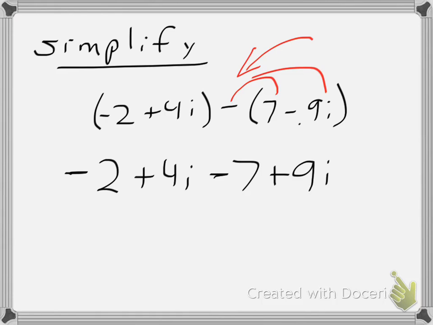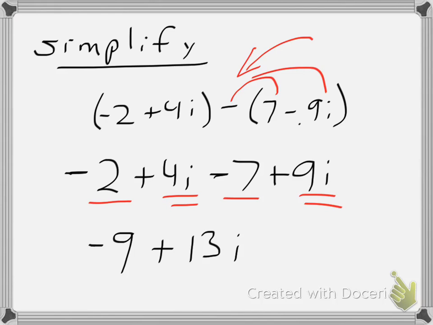And now it's a matter of combining my like terms. Again, my two constants are like terms, and my 4i and 9i are also like terms. It's just like adding 4x and 9x. So -2 plus -7 gives me a -9. 4i and 9i give me a positive 13i. And this is as far as I can go.